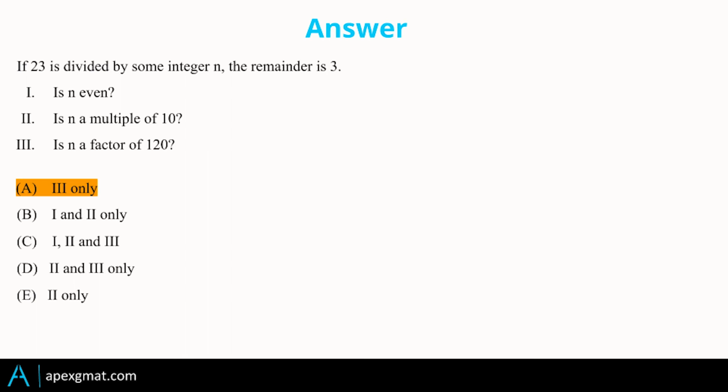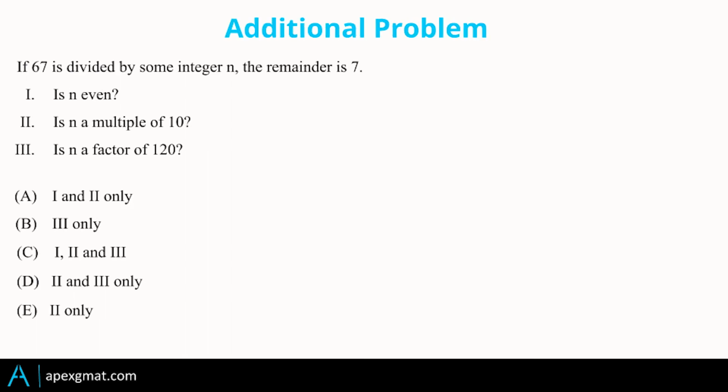Now, here's a more challenging problem of the same form. See if you can do it, and we're going to come back and in the next video talk about the solution and give you another problem. So if 67 is divided by some integer n, the remainder is 7. Our 3 things to look at are whether n is even, if n is a multiple of 10, or n is a factor of 120.